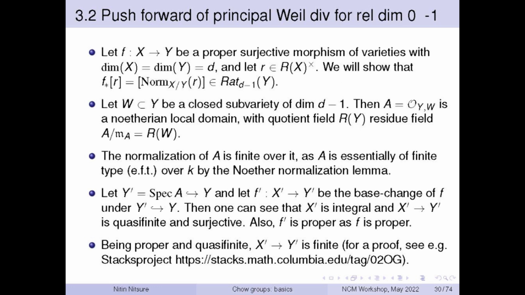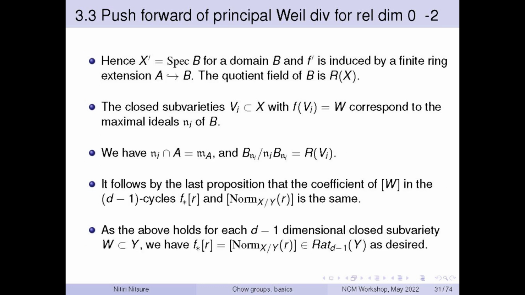which means the Weyl divisor of the rational function called norm. And so it's the Weyl divisor of something. So as above, this is the Weyl divisor of norm. And this holds for each d minus 1 dimensional closed subvariety W below. After all, the direct image of that d minus 1 cycle is made up of various coefficients of such W's. And for each such W, you get this coefficient. So the sum is going to be in Rat d minus 1 of Y.